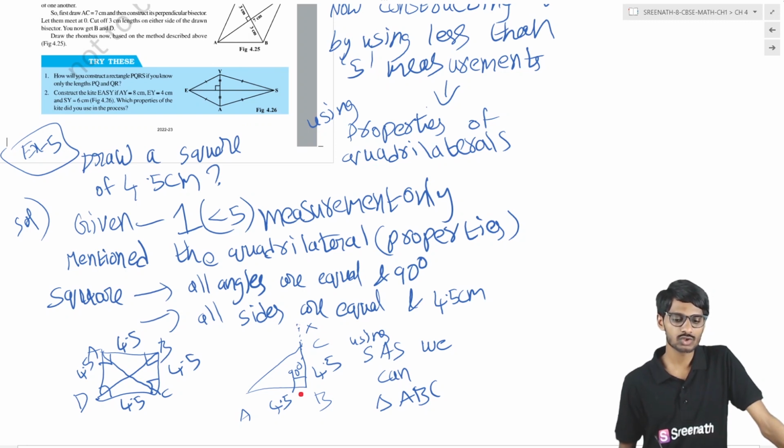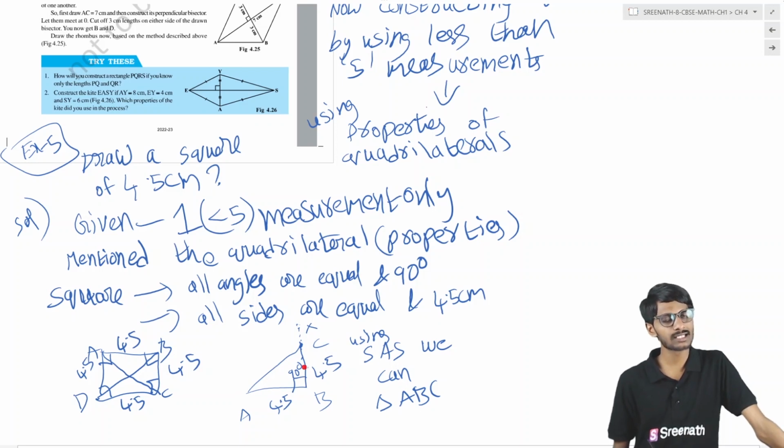And after that what you have to do, you have to take a radius of 4.5 centimeters and mark C, which is 4.5 centimeters from B. Then you have the C point, B point, A point. Then you have to join them. So finally you will get the triangle ABC. This is what you have learned in the previous classes.